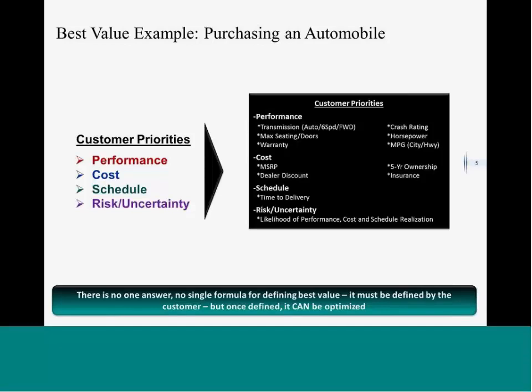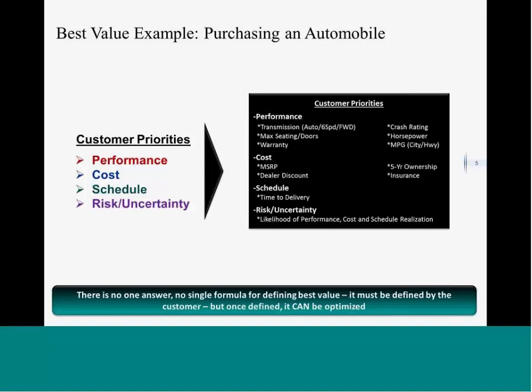We also consider items such as the MSRP, the manufacturer suggested retail price, perhaps the dealer discount, the 5-year ownership cost, and the cost of insurance. These items can be categorized here as we have them as our cost features. And we'd also want to consider the time that will elapse before we can take delivery of the automobile, and this we will term our schedule component. Now, finally, we could consider the likelihood of realizing our performance, cost, and schedule objective values for each of the items listed above, and we will call that our risk component.